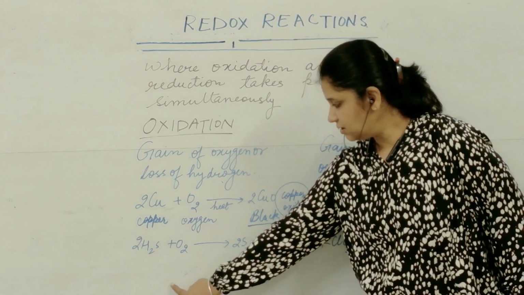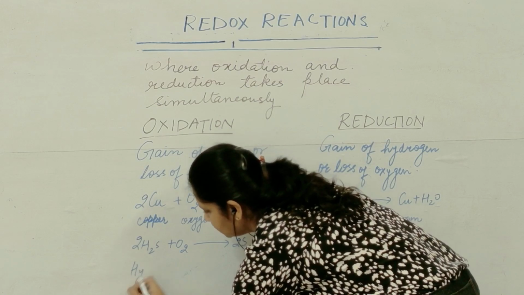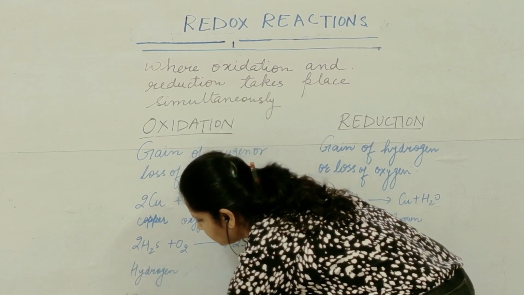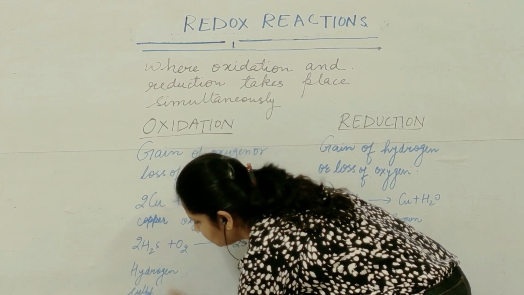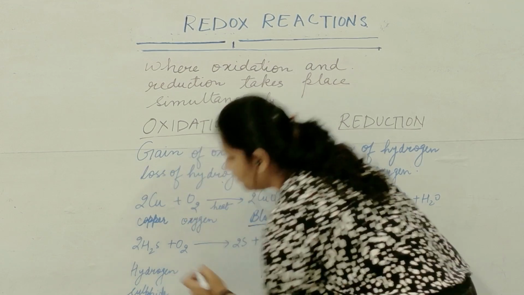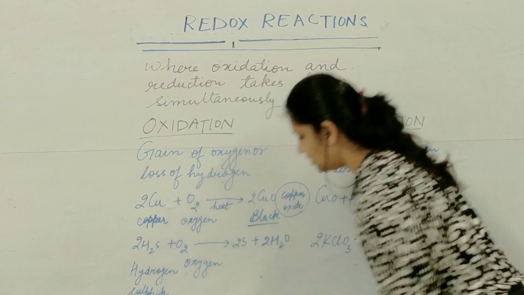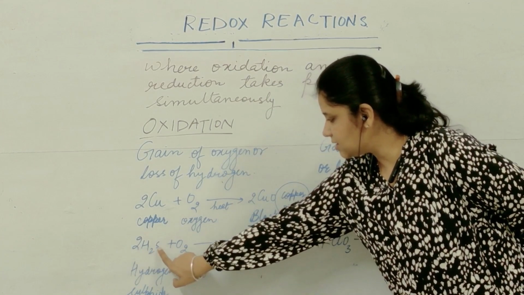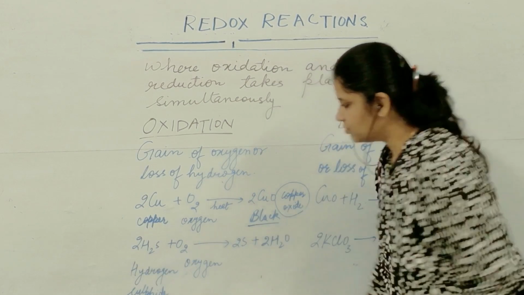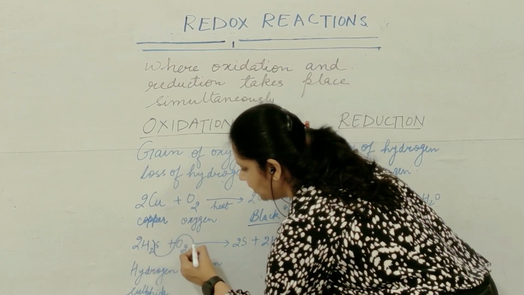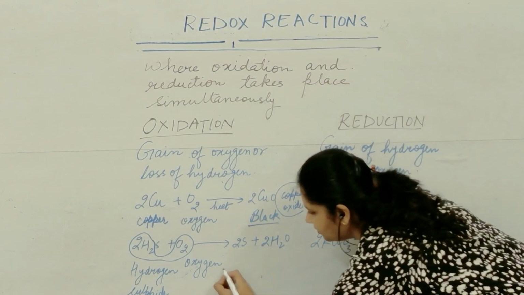Another reaction is where hydrogen sulfide, the name of this compound is hydrogen sulfide, reacts with oxygen. इसका जब reaction oxygen के साथ होता है तो हमें क्या मिलता है, H2S में S, सल्फर अलग हो गया, sulfur separate out हो जाता है and 2H2O, जो hydrogen है that gets combined with the oxygen and forms 2H2O.